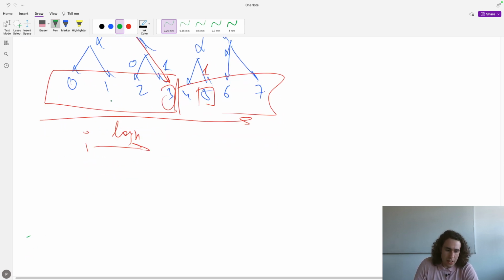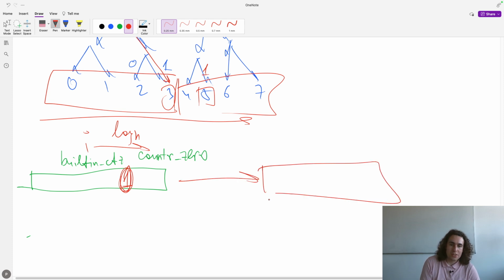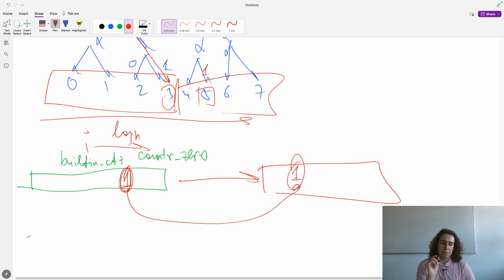For example, if you're comfortable with functions like built-in CTZ or the modern version of it, count zeros on the right, you can just pick any bit from this number. You can remove this bit. This number is smaller, so because we're doing dp, you already calculated the inverse of this number, and then you just place this one back here on the right position, which is the inverse position.